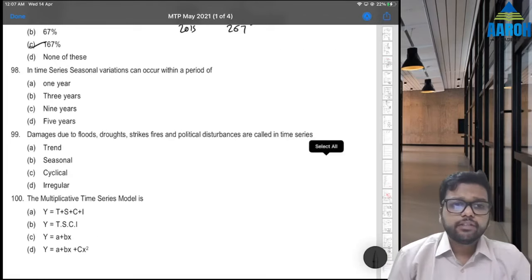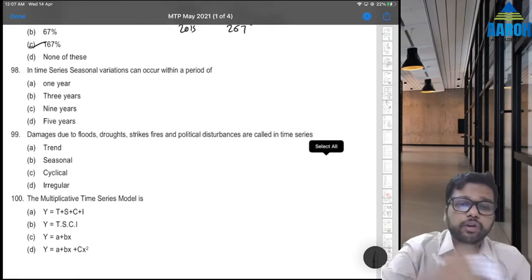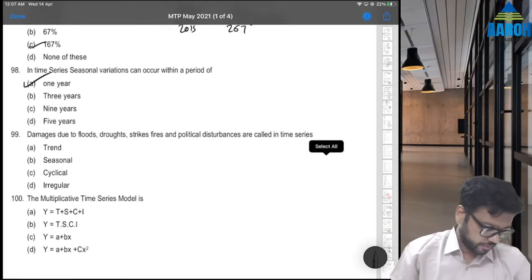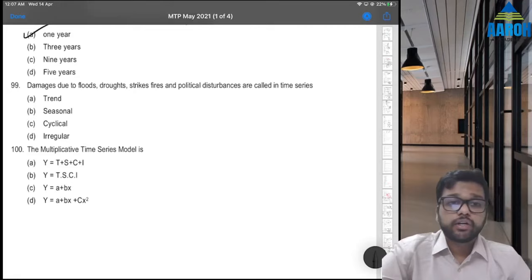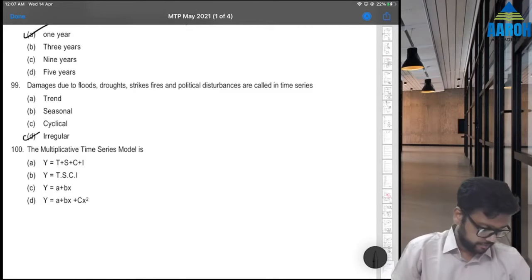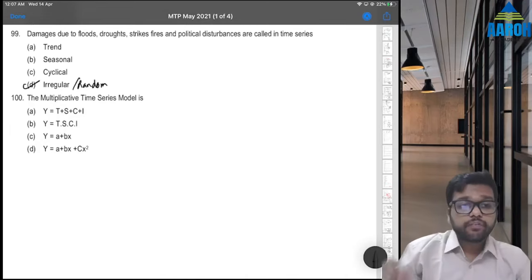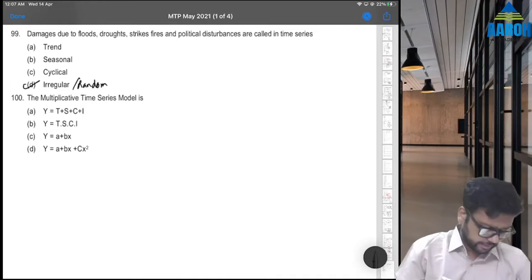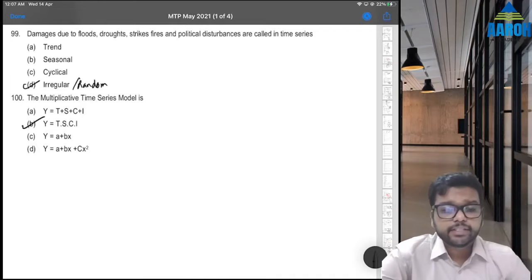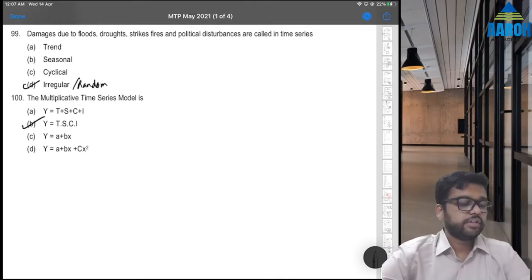Now, कुछ भी question से तीन. In time series, seasonal variations can occur within a period of 1 year. Damage due to floods, drought, strike, fire, political disturbances is irregular, या random. Multiplicative model is multiplication of trend, seasonal, cyclical, irregular. So option B, TSCI. Fine.